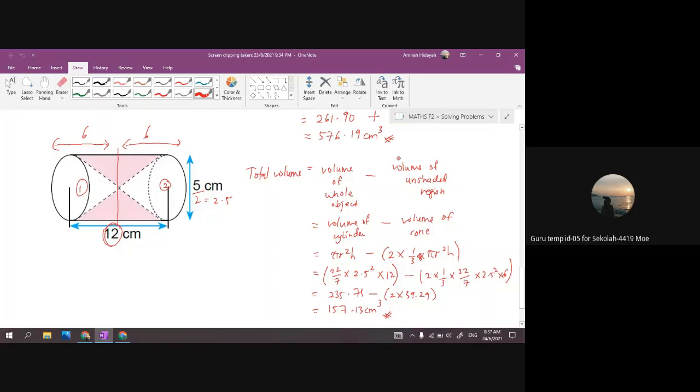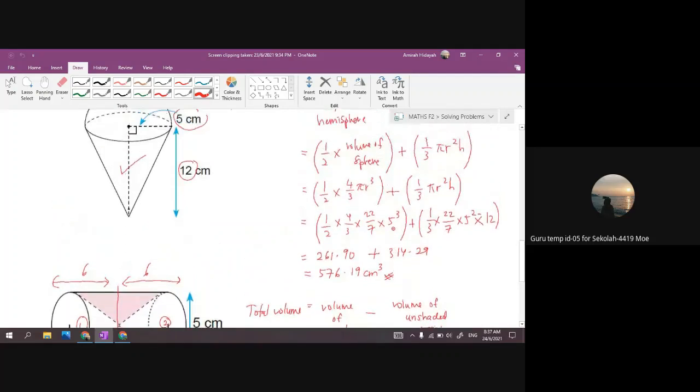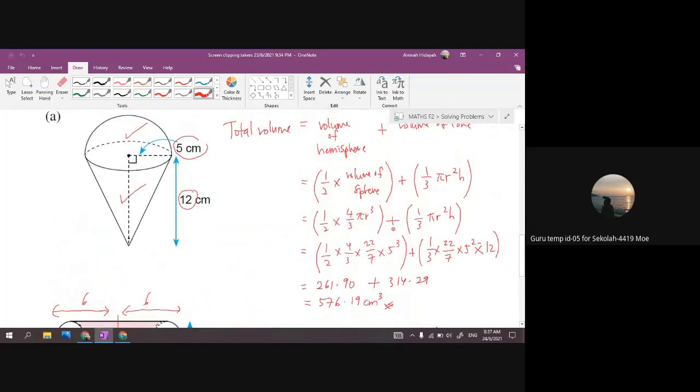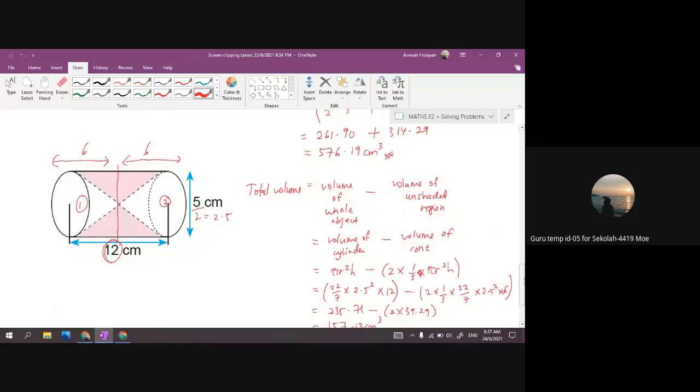So just kena tahu formula lah untuk volume solids yang terlibat. Okay. Basically cone, cylinder, hemisphere. Ini yang famous solids. Popular, selalu tanya dalam soalan. Okay, so that's all the examples that I want to show. Okay, sebab senang je sebenarnya. Okay, do you have any questions? If no question, then that's all for today's class.